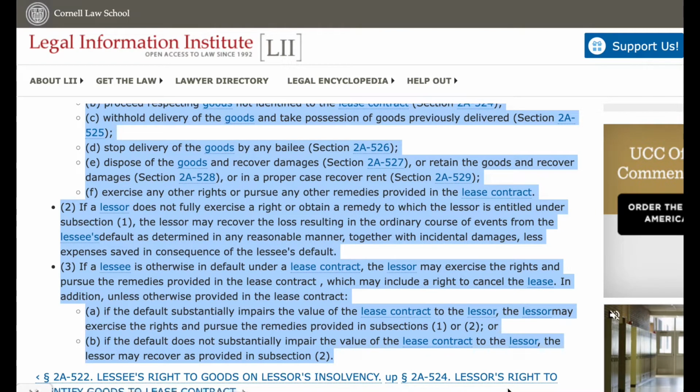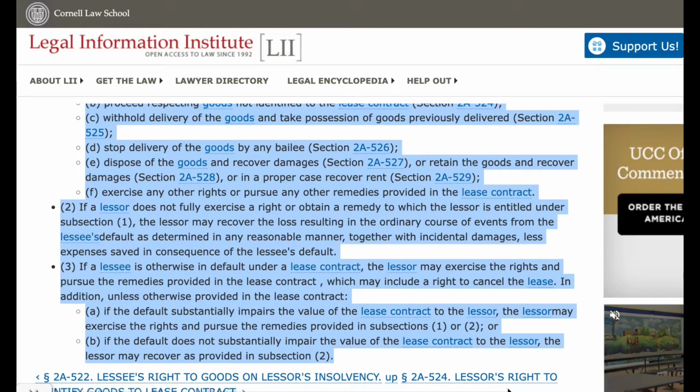2. If a lessor does not fully exercise a right or obtain a remedy to which the lessor is entitled under subsection 1, the lessor may recover the loss resulting in the ordinary course of events from the lessee's default as determined in any reasonable manner, together with incidental damages, less expenses saved in consequence of the lessee's default.